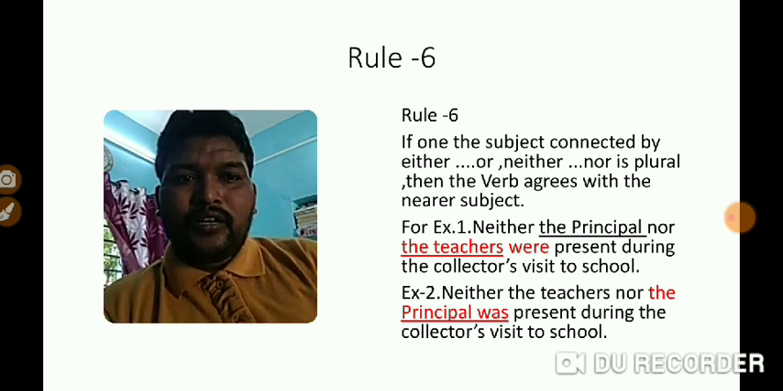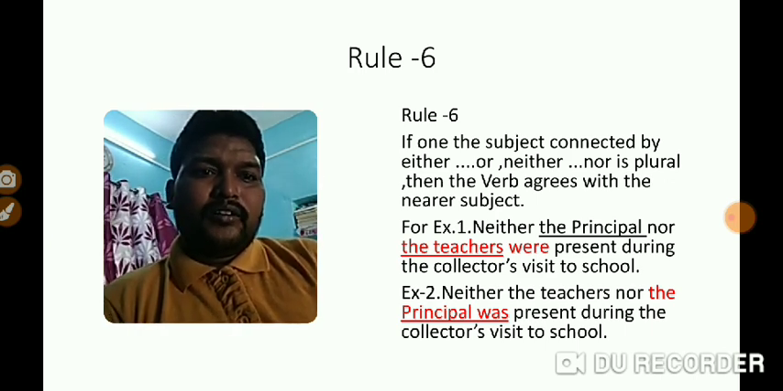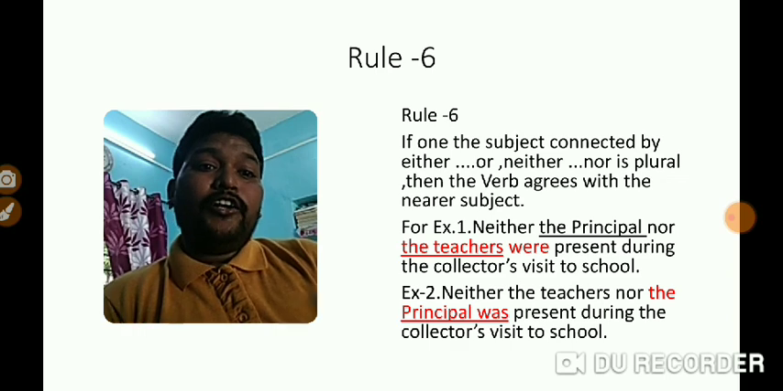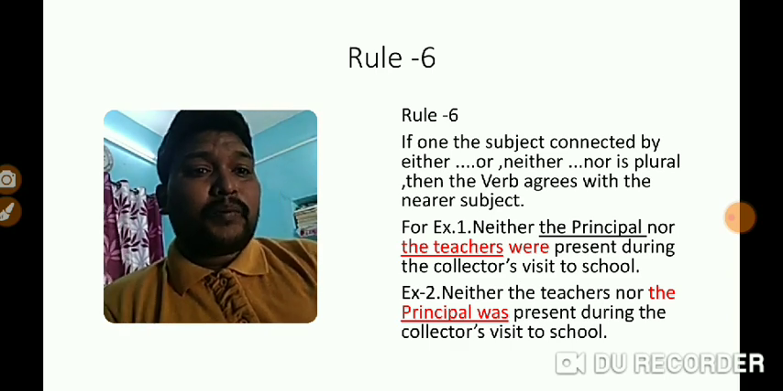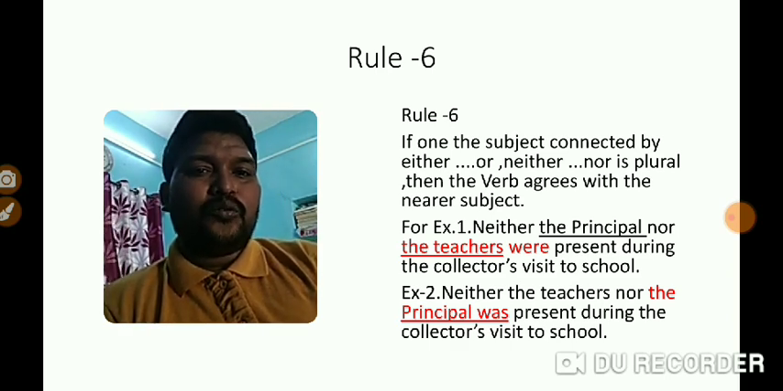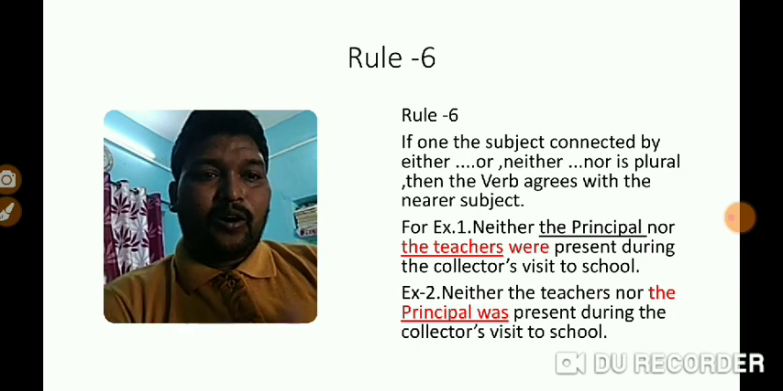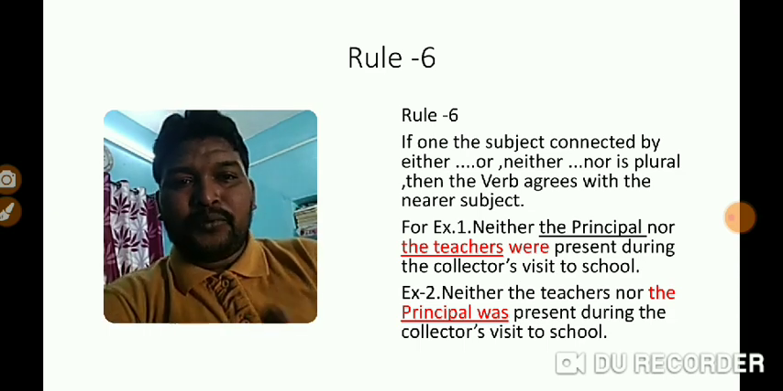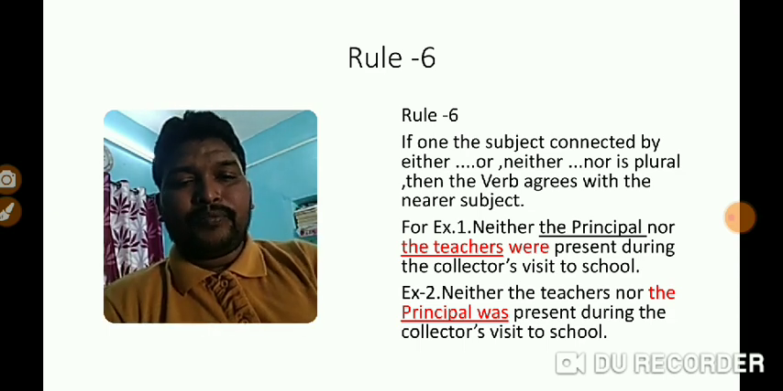In the same way, one more example for you. Neither the teachers nor the principal was present during the collector's visit to school. I have just written the opposite of that so that you do not get confused and understand this particular rule well.